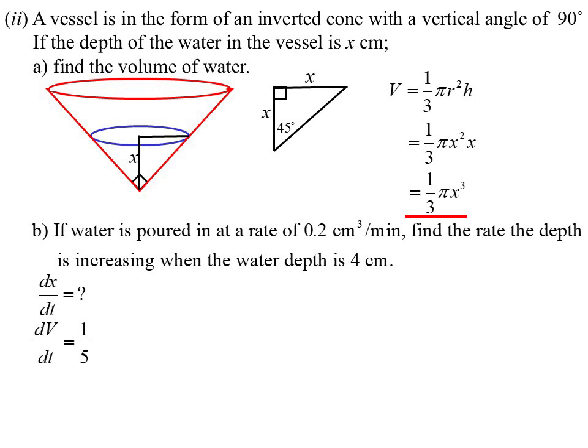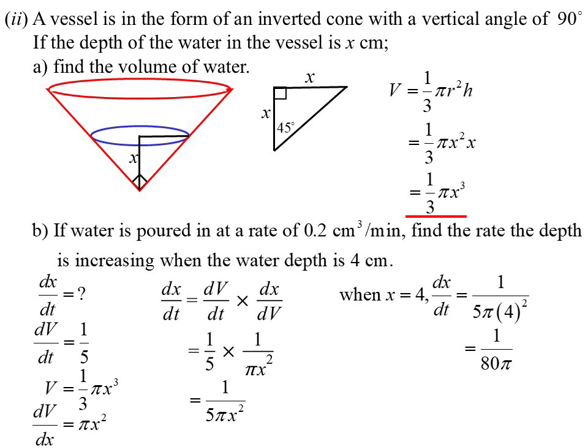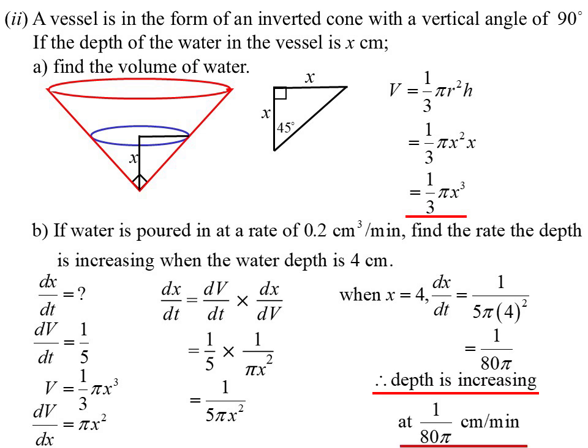So if I can find something that links V and x together, but hang on, we just came up with an equation that links V and x together. So if I differentiate that, pi x squared, substitute in, I have a formula. Now let's solve the problem. So when x equals 4, we end up with 1/5 pi times 4 squared, 1/80 pi. Now I've left it as an exact answer. Depth is increasing at 1/80 pi centimetres per minute.